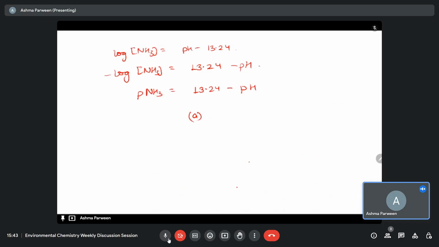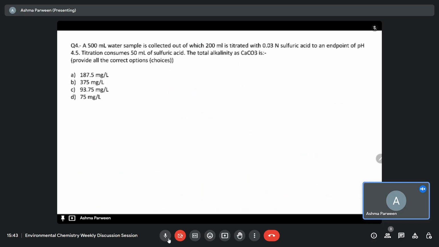Let's move to the next question. In this question we have to find the alkalinity. A 500 ml water sample is collected, out of which 200 ml is titrated with 0.03 normal sulfuric acid to an end point of pH 4.5. Titration consumes 50 ml of sulfuric acid. The total alkalinity as CaCO3 is, we have to find out. We are taking a 200 ml sample and titrating with some acid to the end point of 4.5 pH, and some amount of acid is consumed, and we have to find out the alkalinity. This question is based on the equivalence point, that N1V1 equals N2V2. So I'll give you 5 minutes to do the calculation and find the correct answer.